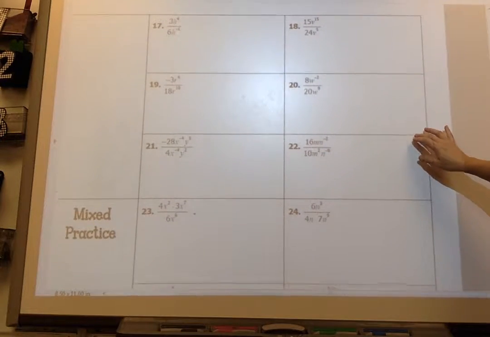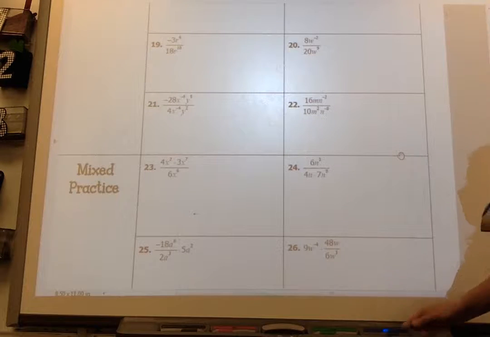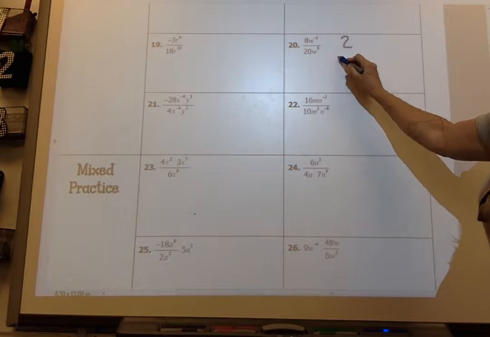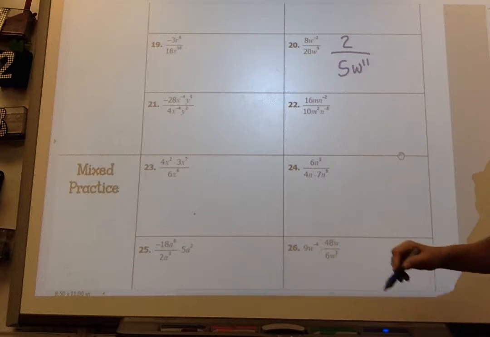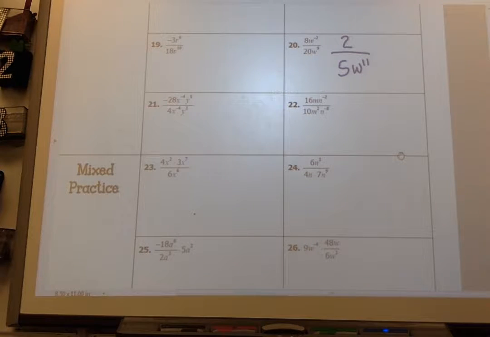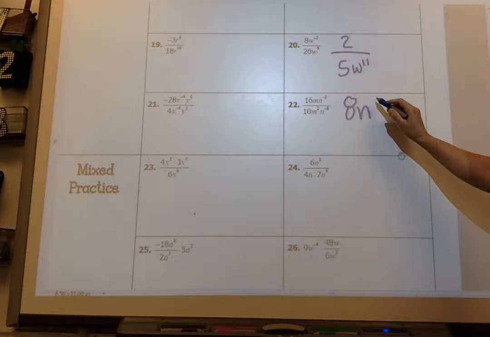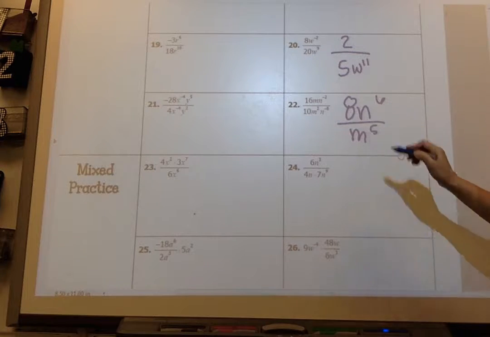All right, let's go to 20. So number 20 is going to be 2 over 5w to the 11th. Number 22 is 8n to the 6th over m to the 5th.